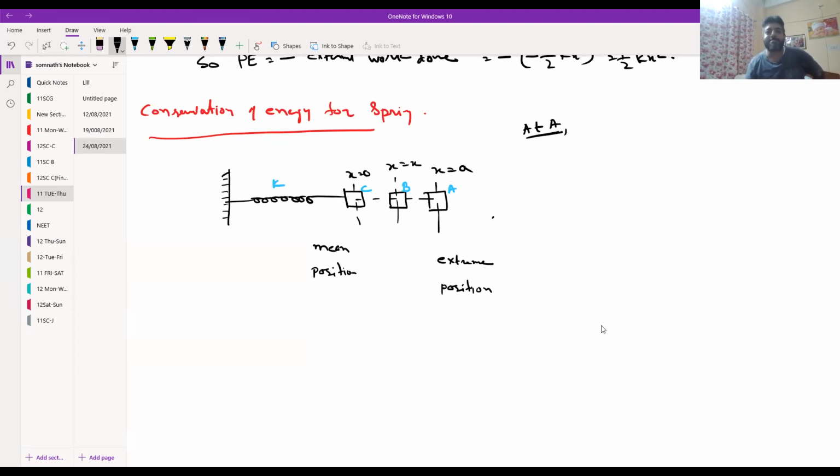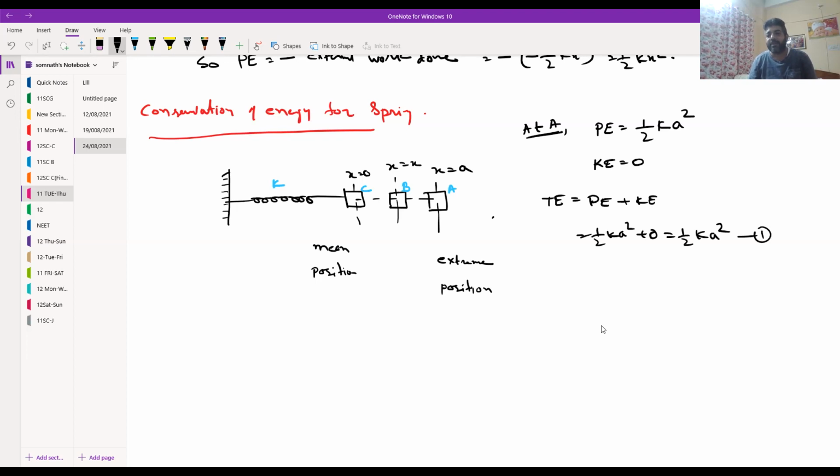At A, see at A, this is the extreme position, মানে elongation is maximum, so we can say my potential energy, just now we saw it, is half k x square, x is A, so half k A square. And here as it is extremely expanded, and before you release your speed is 0, so my kinetic energy is 0, no speed is there. So what is my total energy? Conservation of energy: potential energy plus kinetic energy, that is half k A square plus 0, that is half k A square. Let it be equation number 1.